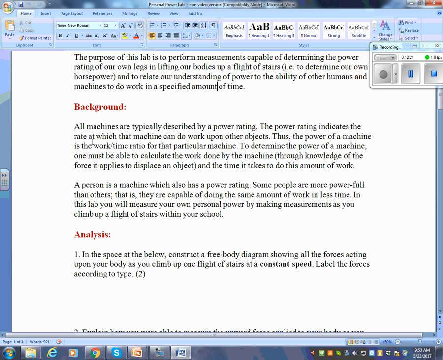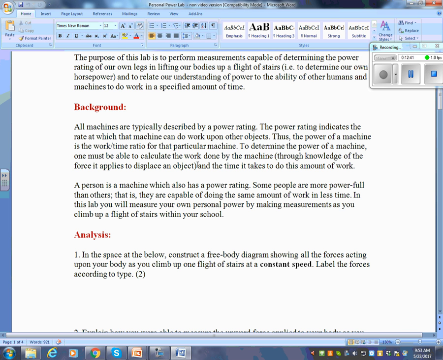So anyways, all machines are typically described by a power rating. The power rating indicates the rate at which the machine can do work upon other objects. Thus, the power of a machine is the work-to-time ratio for that particular machine. To determine the power of a machine, one must be able to calculate the work done by the machine through knowledge of the force it applies to displace an object, and the time it takes to do this amount of work.